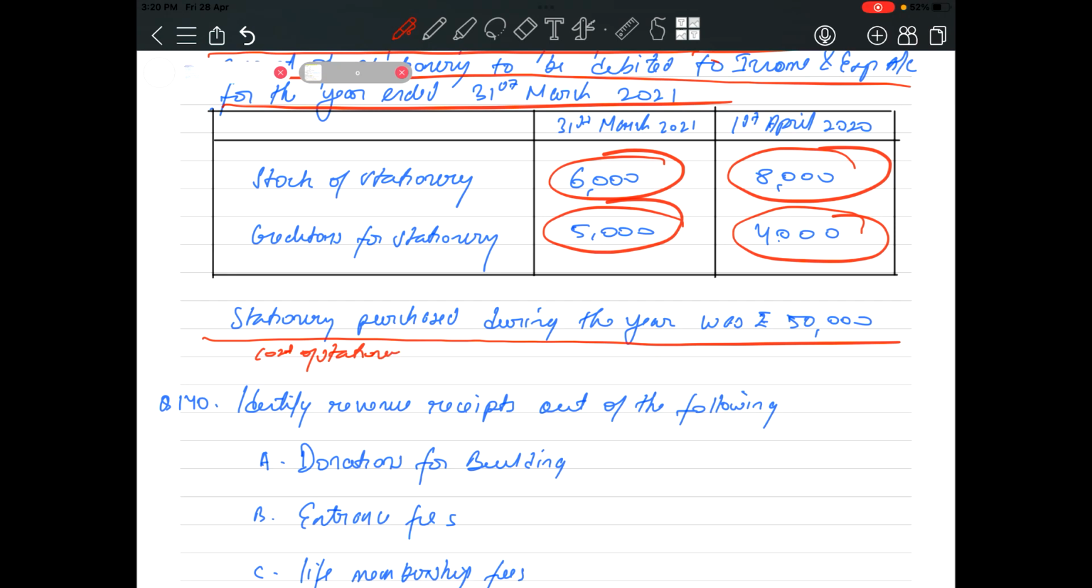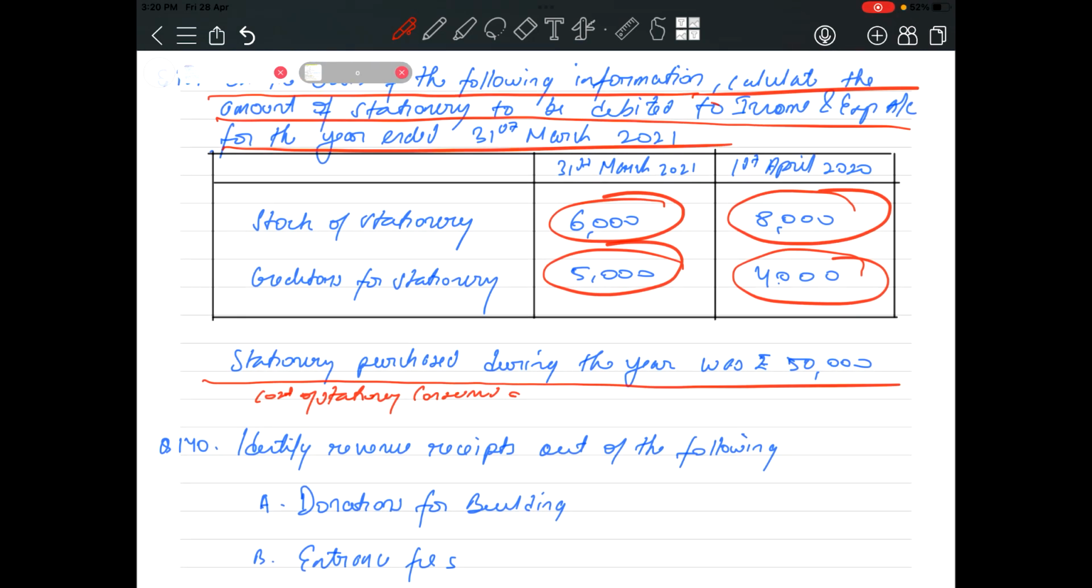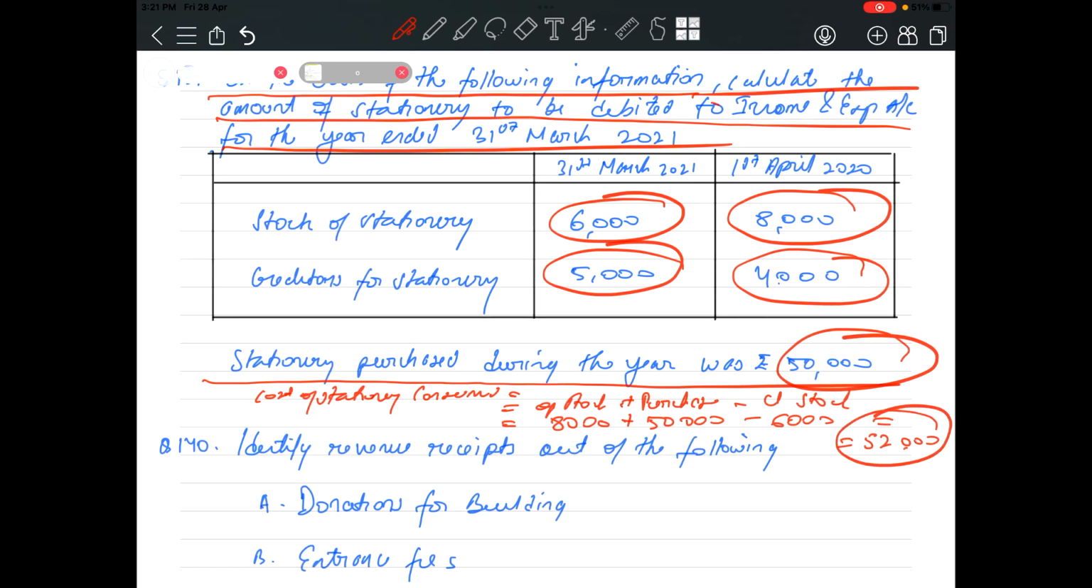Now you don't have to prepare creditors account anymore, because why do we prepare creditors account? To find out the purchase amount, right? Now the purchase amount has been given, 50,000. Now simply you can apply the formula: opening stock plus purchase minus closing stock. What is the opening stock? 8,000. What is the purchase amount? 50,000. And what is the closing stock amount? 6,000. So your answer will be 8,000 plus 50,000 minus 6,000, which is 52,000. I hope this is clear, easy, simple.